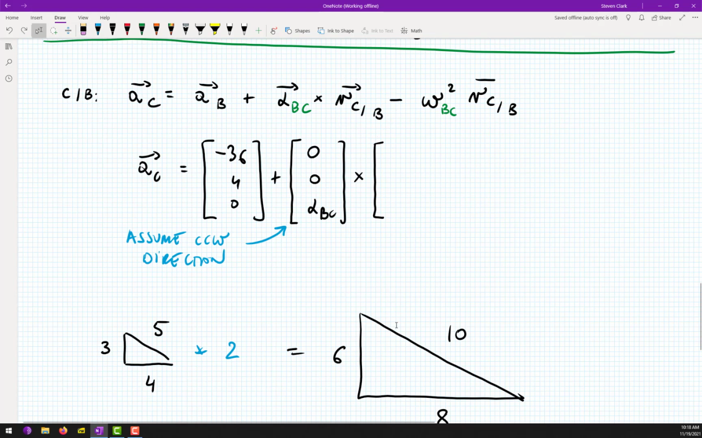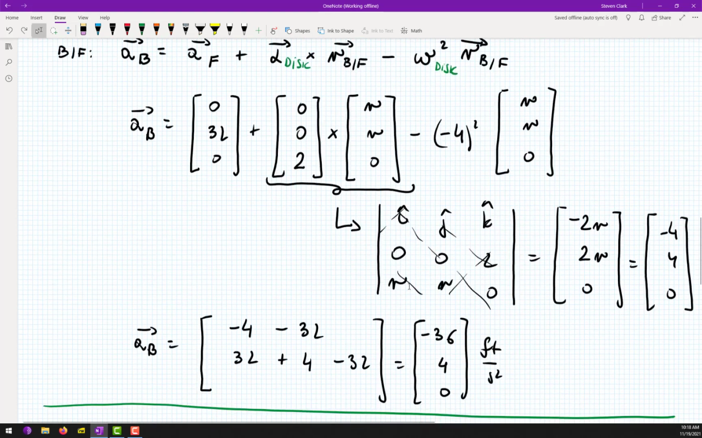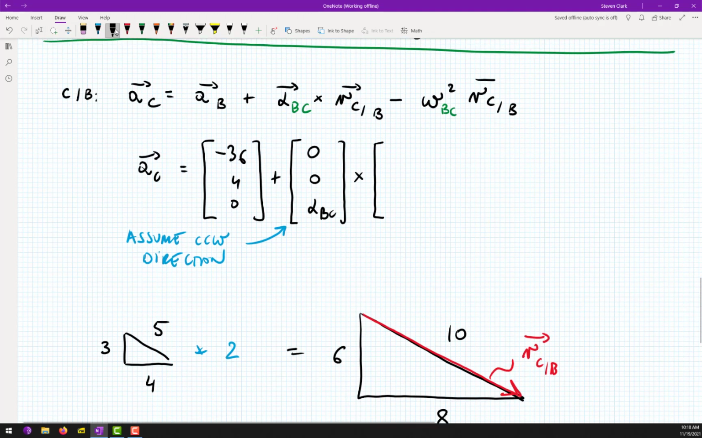By the way, they told us that this vector has length 10. If I scroll up the board, you can see that L is 10. So our RCB is basically this vector, and its components are 8, minus 6, 0. Any objections? Any questions? Okay, cool.